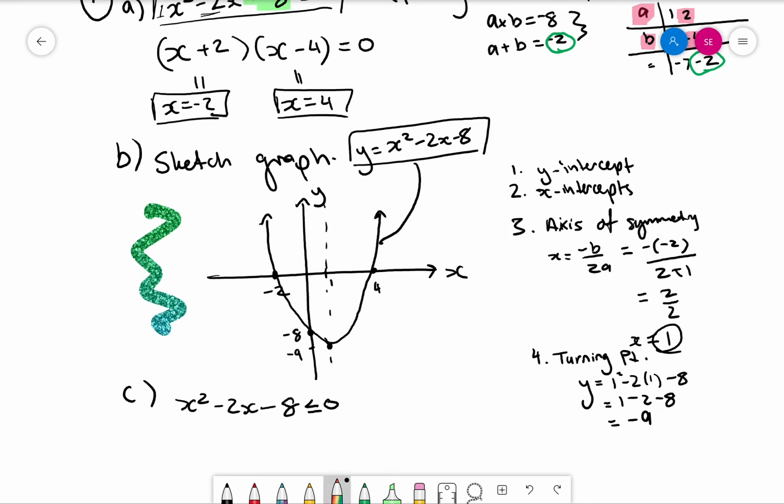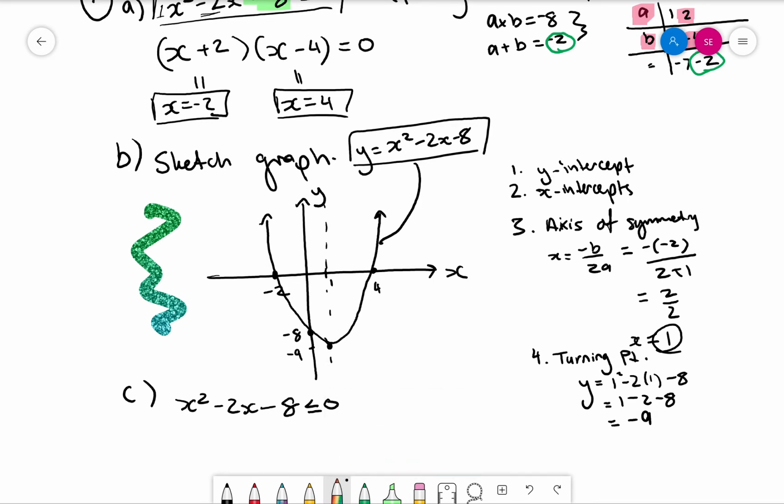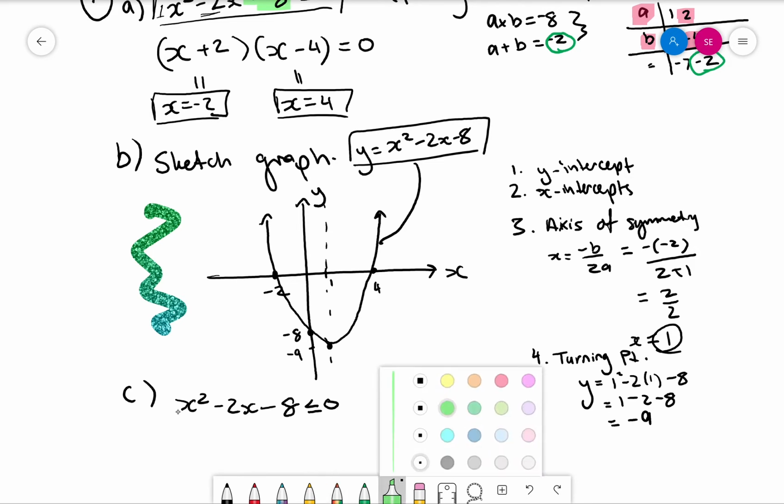That's quite thick. Let's make it thinner. So we find all of the x values for which this graph is below the x-axis. So if we want to find it less than or equal to 0, we just do this bit underneath the graph here.